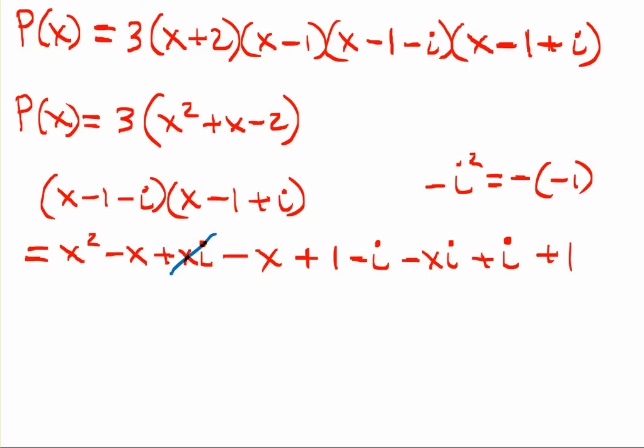Let's see, I got an xi that cancels with a negative xi. I got a negative i with a positive i. So my end result is, how about x squared? I got minus 2x, is that right? Got an x here and the x here. And then plus 2, because I got a positive 1 plus another positive 1.